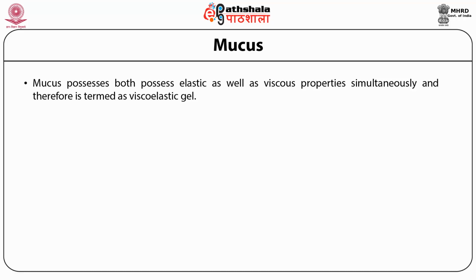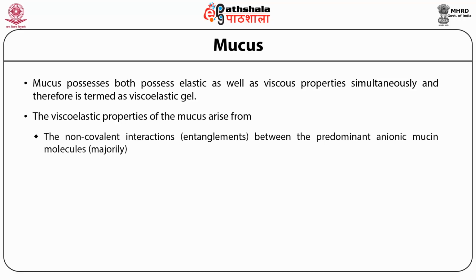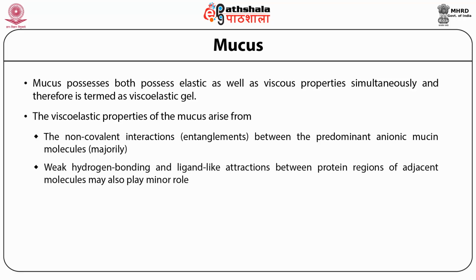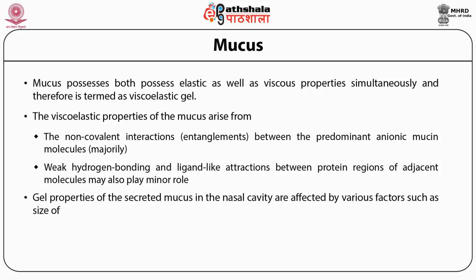a viscoelastic gel. The viscoelastic properties of the mucus arise from the non-covalent interactions, which are also referred to as the entanglements, between the predominantly anionic mucin molecules, although weak hydrogen bonding and ligand-like attractions between protein regions of adjacent molecules may also play a role. Gel properties of the secreted mucus in the nasal cavity are affected by various factors such as the size of the mucin, polydispersity of mucin, and the type of the mucin present.